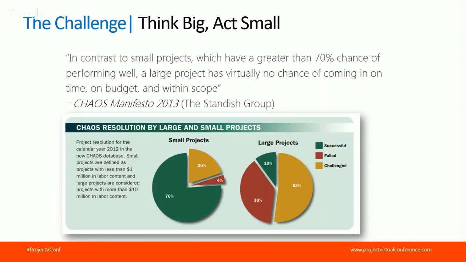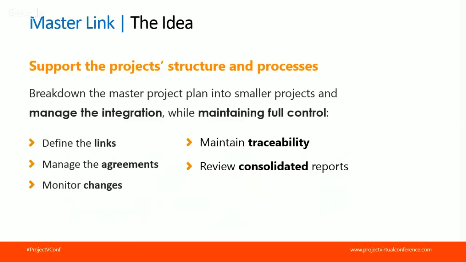So the idea was to take the big project and divide it into small pieces, and therefore support the project structure and processes. Break down the master project into smaller ones, okay? And then only manage the integration. Because if you look at the work package, if you look at the scope of a project divided through the WBS, then you can manage each piece as if it was a project closed on itself. You need to define the link, of course, and then you have to manage the integration by managing the agreements, which are the links between those work packages.